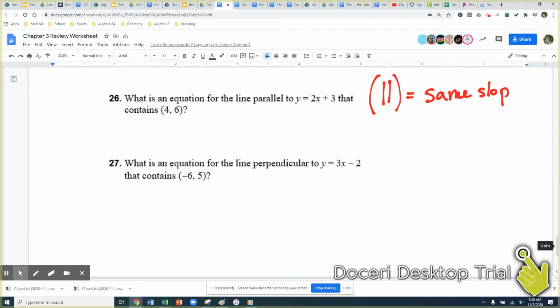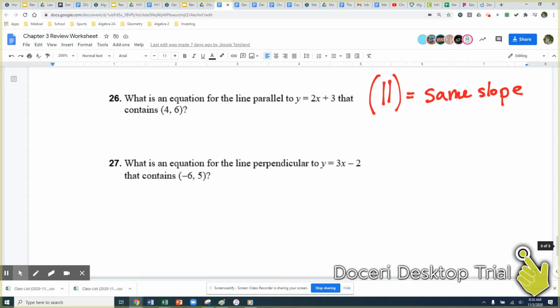So if you want to make two lines parallel, you have to make their slopes the same. Because if their slopes are the same, they're always going to rise and run at the same rate. They're never going to catch up to each other. So the rates have to be the same. If the rates are the same, then they'll be parallel for sure.